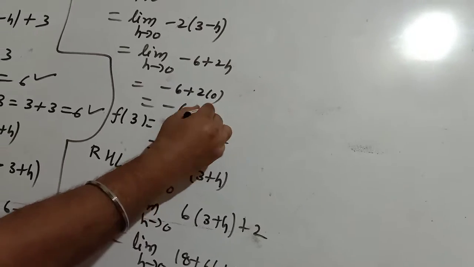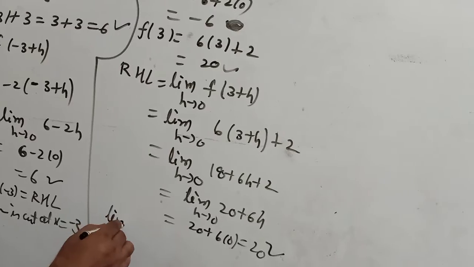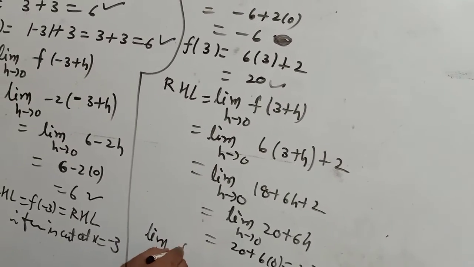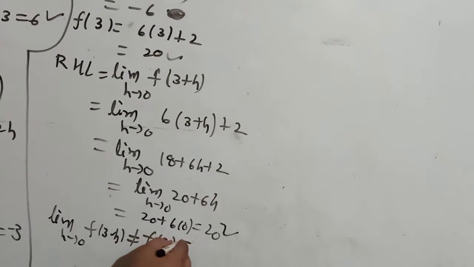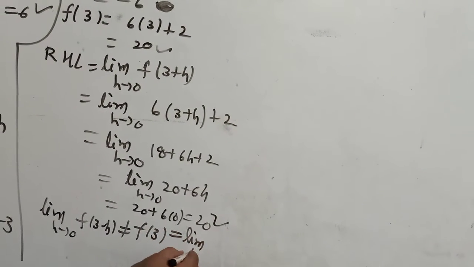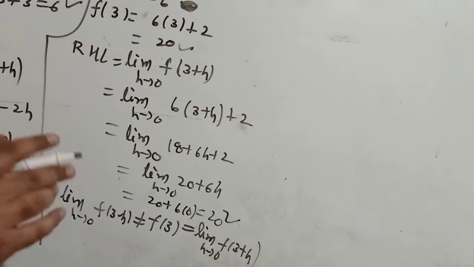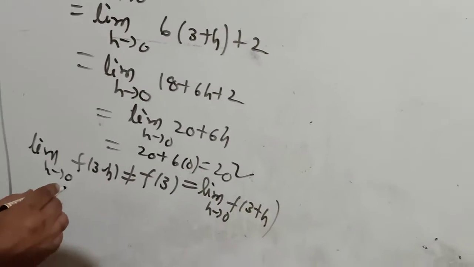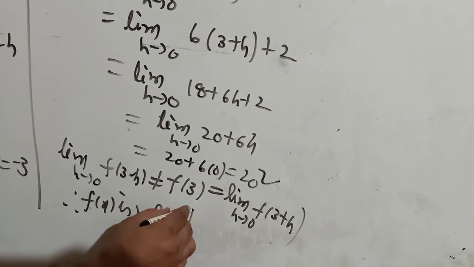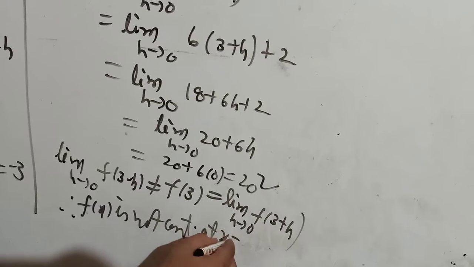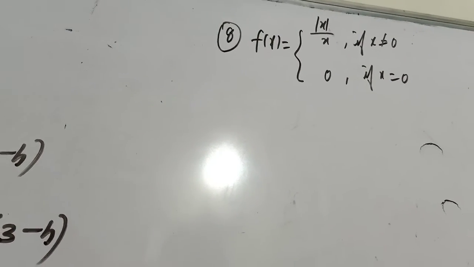So you can see that these two are equal. LHL, limit h tends to 0, f of 3 minus h is not equal to f of 3 is equal to limit h tends to 0, f of 3 plus h. All three should be equal for continuous. Here we can say function is not continuous at x equal to 3. 8th question of continuity.